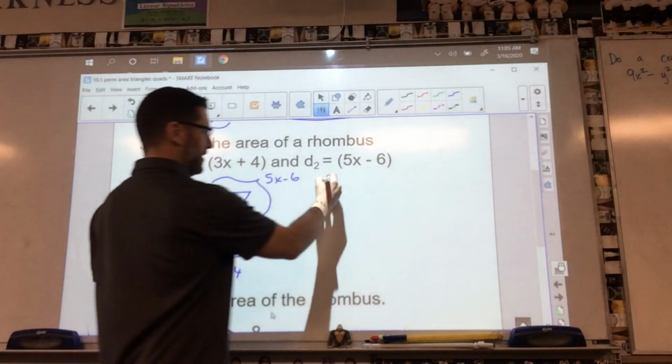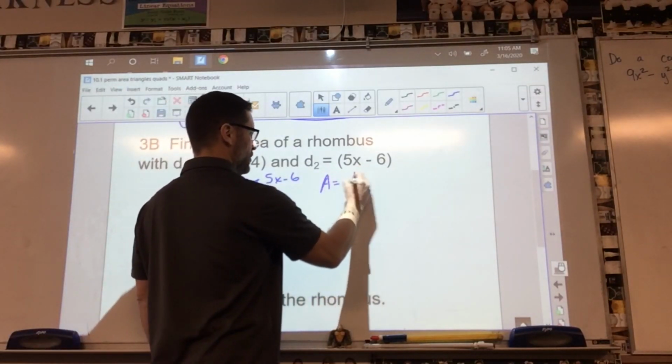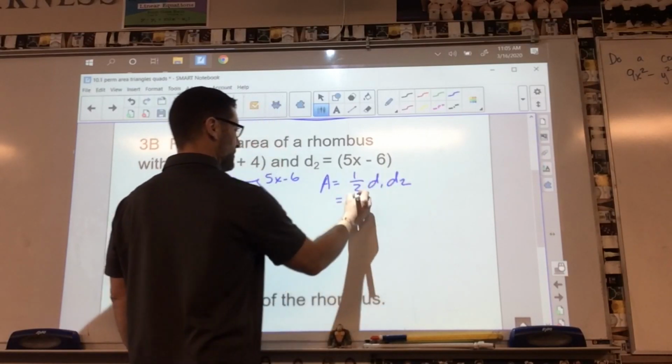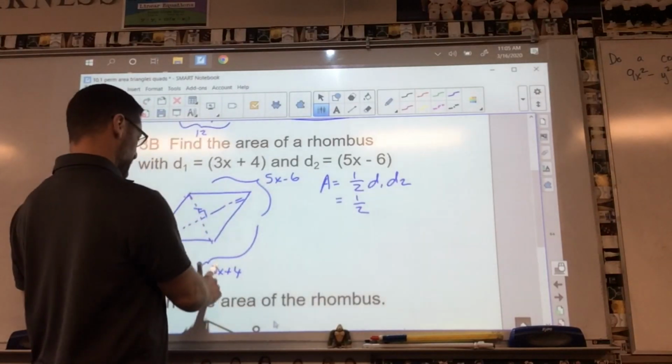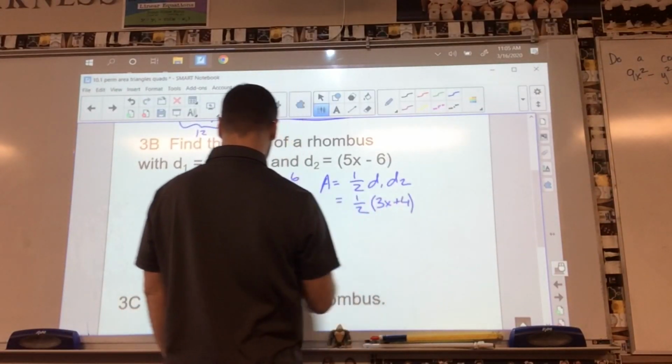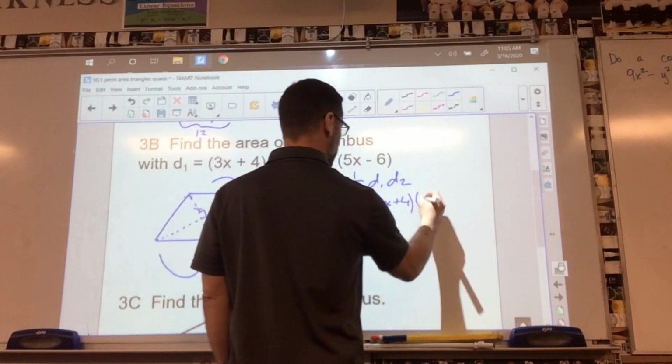And I have this formula. Area equals 1/2 of d1 d2. And I'm going to take 1/2 of the first diagonal, which is 3x plus 4. And the second diagonal is 5x minus 6.